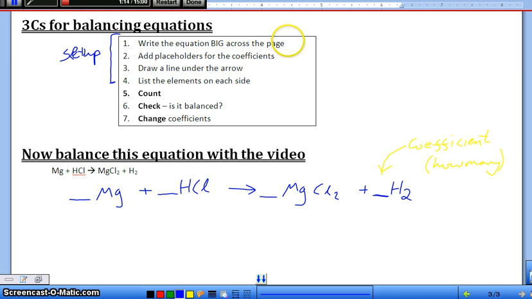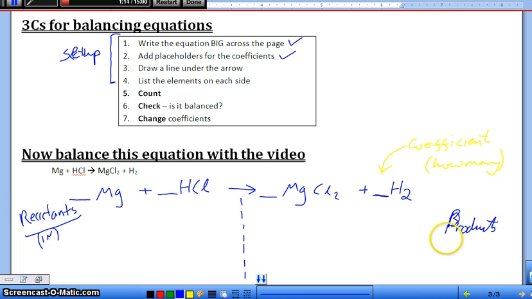Okay, so we've done the first step, we've done the second step. Now we draw a line under the arrow. I always draw a dotted line, I don't know why. And we've divided our equation into 2 sides. We've got the reactants. They're the things that do the reacting. They're what we put in. And over here, we've got our products. That's what comes out.